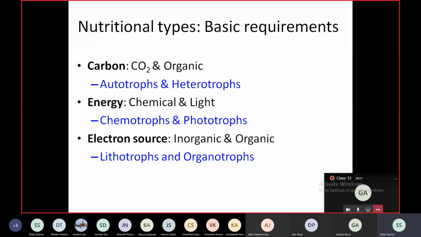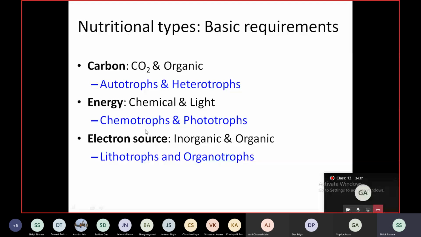Now there's a categorization or classification of organisms on the basis of nutritional types. Based on the source of these three requirements, that is carbon, energy and electron source, there is a classification that I'm going to talk about.